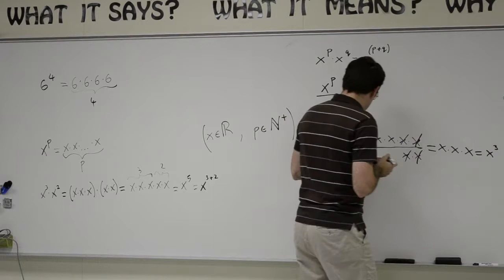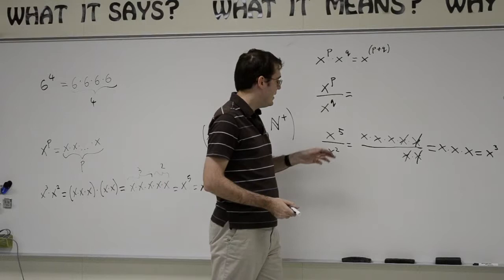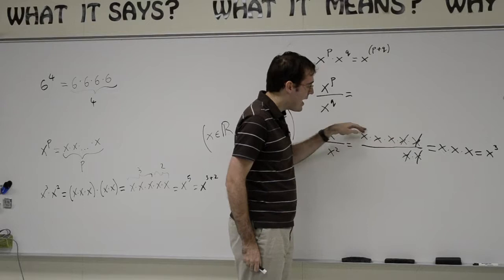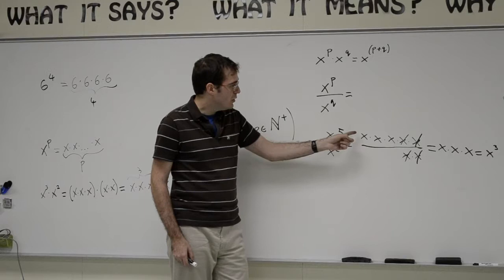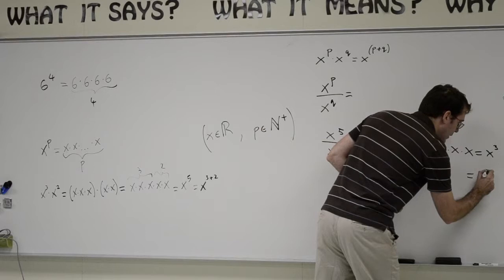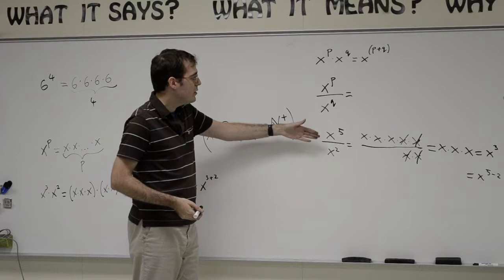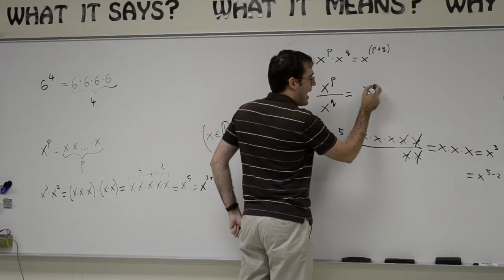Again, 3 really comes from 5 minus 2 because I originally had 5 x's on the top from the exponent 5. Then I remove 2 because I cancel them with the 2 x's on the bottom that come from the exponent 2. So really this 3 comes from 5 minus 2, which are the exponents that I started with. In general, if the exponents are p and q instead of 5 and 2, I will end up with x raised to the p minus q.